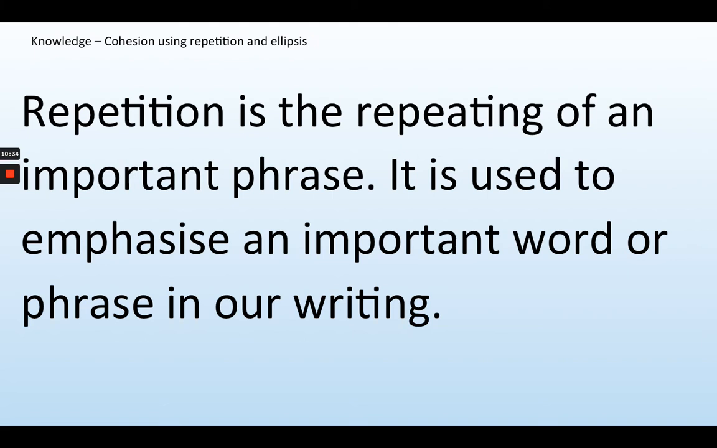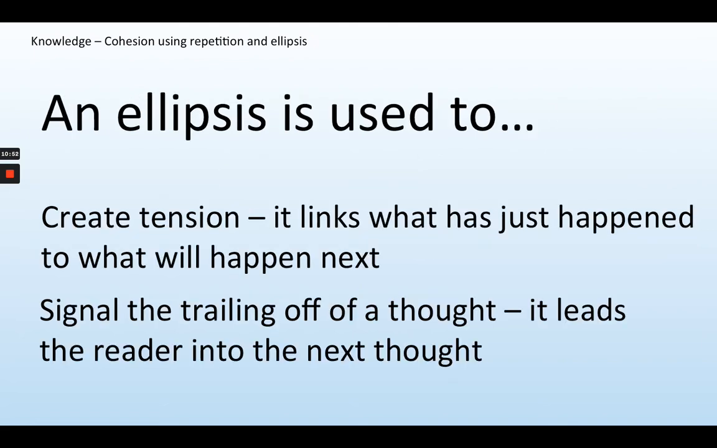Well done. We are creating cohesion using repetition and ellipsis. Remember, repetition is repeating an important phrase. It's used to emphasize or show your reader how important this word or phrase is. An ellipsis is used to create tension or to signal the trailing off of a thought. Both of these uses of an ellipsis help your reader better understand your writing.